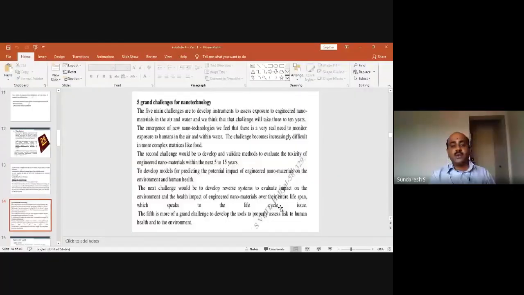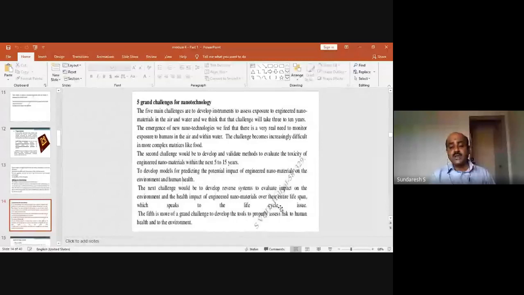The second challenge is to develop and validate methods to evaluate the toxicity of engineered nanomaterials within the next 5 to 15 years. So toxicity, the poisonous nature: how we can check the toxicity of these materials, and validate methods in the next 5 to 15 years. The third is to develop models for predicting the potential impact of engineered nanomaterials on the environment and human health. What is the impact of these engineered materials or nanomaterials on the environment and human health? This is another big challenge for nanotechnology. The next challenge would be to develop systems to evaluate the impact on the environment and health of engineered nanomaterials over their entire lifespan.